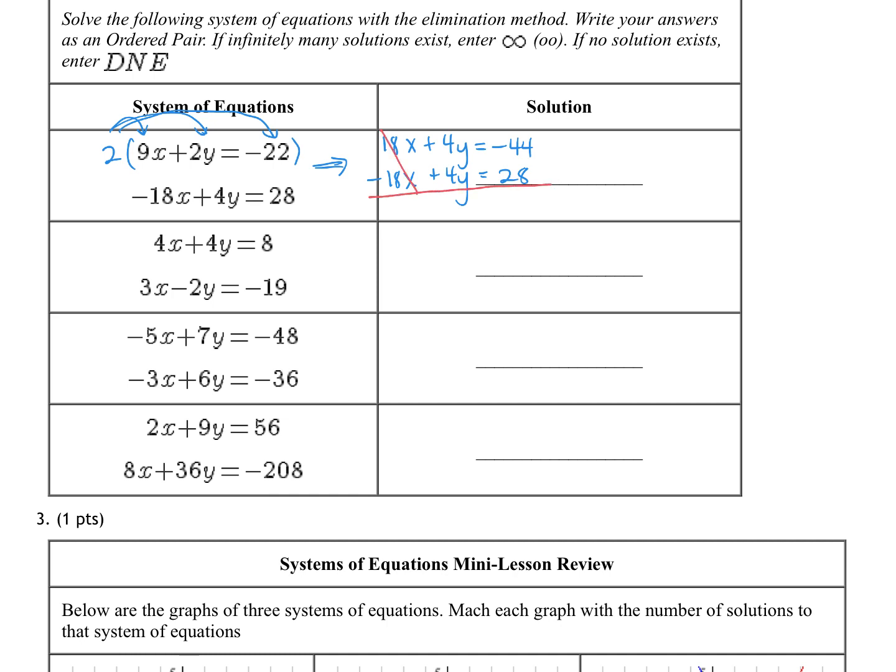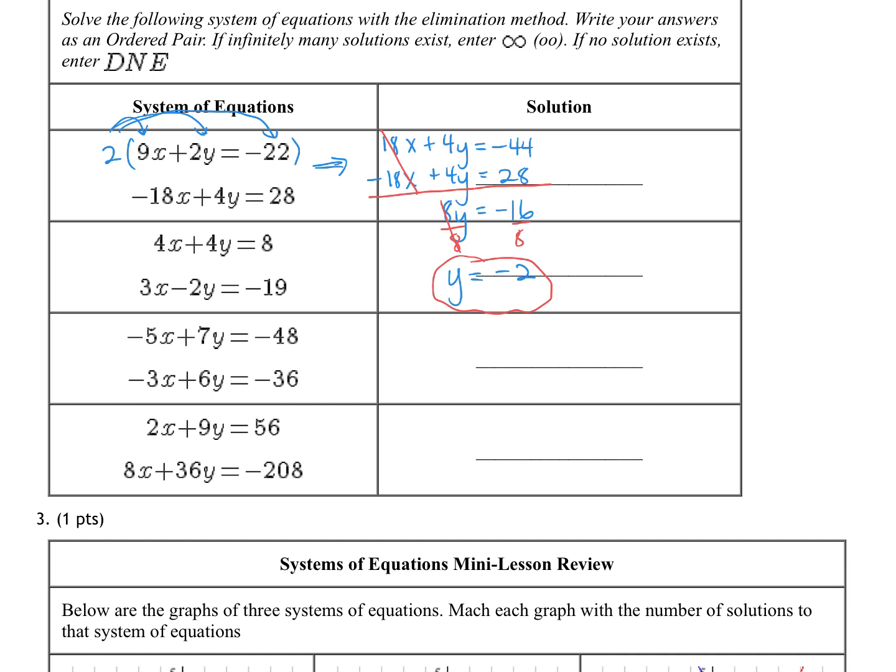Because my x's are opposites, they will cancel out. And I will have 8y is equal to, what is that, negative 16, I believe. We'll finish solving for y by dividing both sides by 8. So we'll have y equals negative 2. Now remember, for these, once you find one of the variables, then you plug it in and find the other. So we found the y. So y is negative 2.